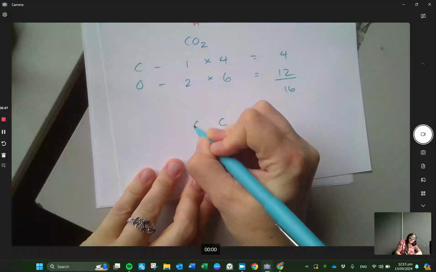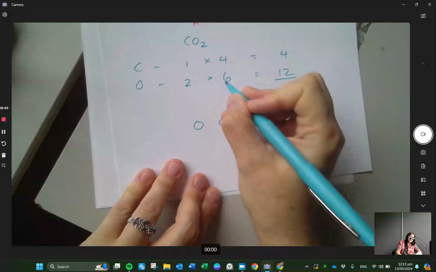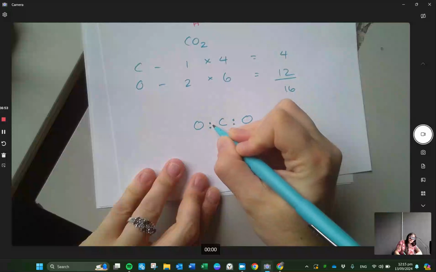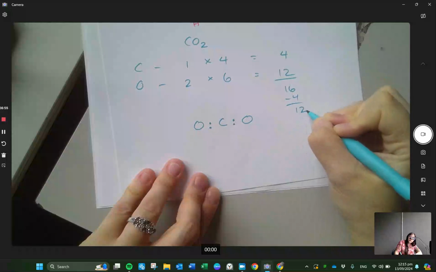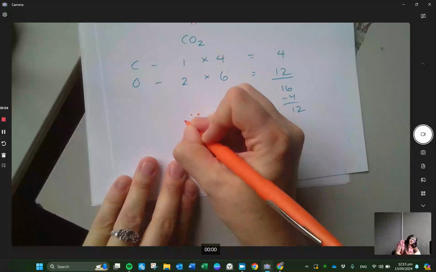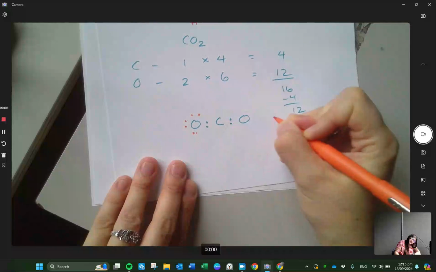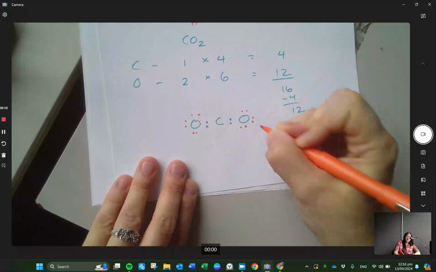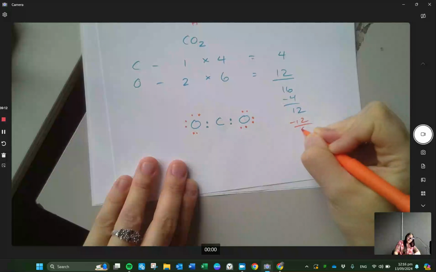So carbon, oxygen, oxygen. We assume that there must be at least 1 bond to attach everyone together. And so now I've used up 4, so now I'm down to 12. Next step is I go outside in. So I have 12 to work with: 1, 2, 3, 4, 5, 6, 7, 8, 9, 10, 11, 12. So I've actually used up all my 12.